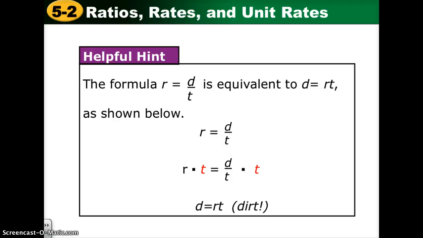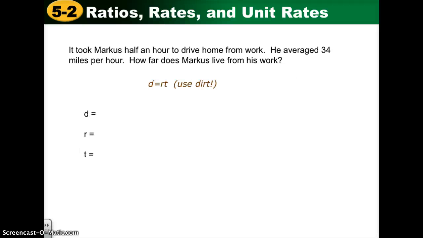Lastly, the DIRT formula. The formula R equals D divided by T is equivalent to D equals RT. We can rearrange those letters using algebra as shown below. We call it the DIRT formula because it makes it a little bit easier for us to remember those letters. Let's think about what these letters stand for. D is distance, R is rate, T is time.